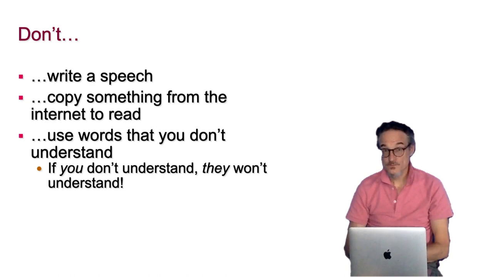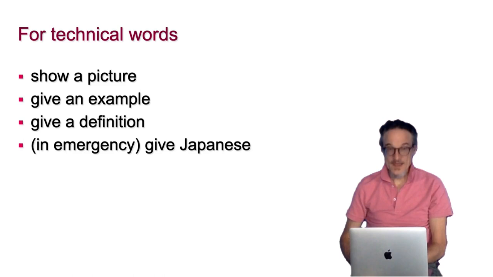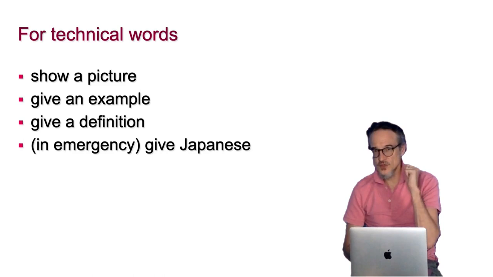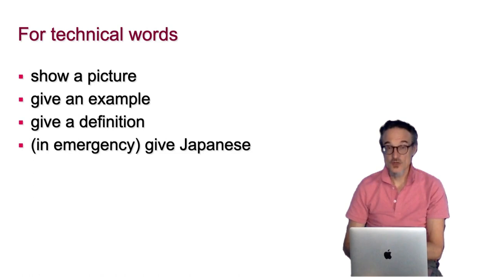Now, it may be that you have words that you need to use for your topic. In that case, there may be technical words, for example. If you are using a word that you think we don't know, then you can maybe show a picture or give an example or give a definition to help us understand what the word means. In an emergency, you may give the Japanese.